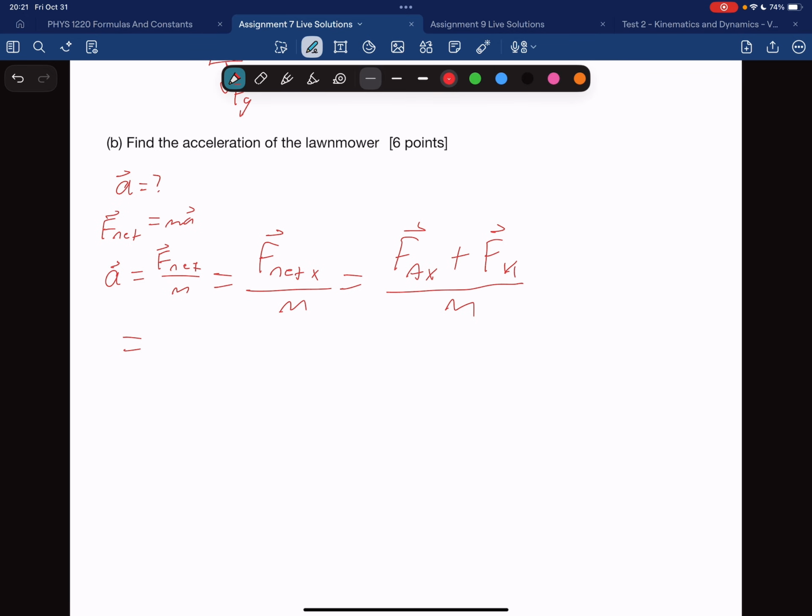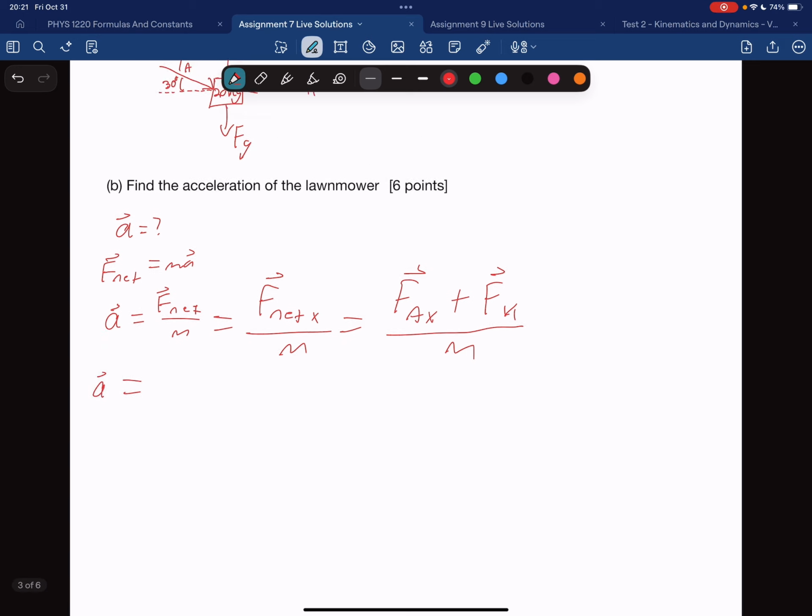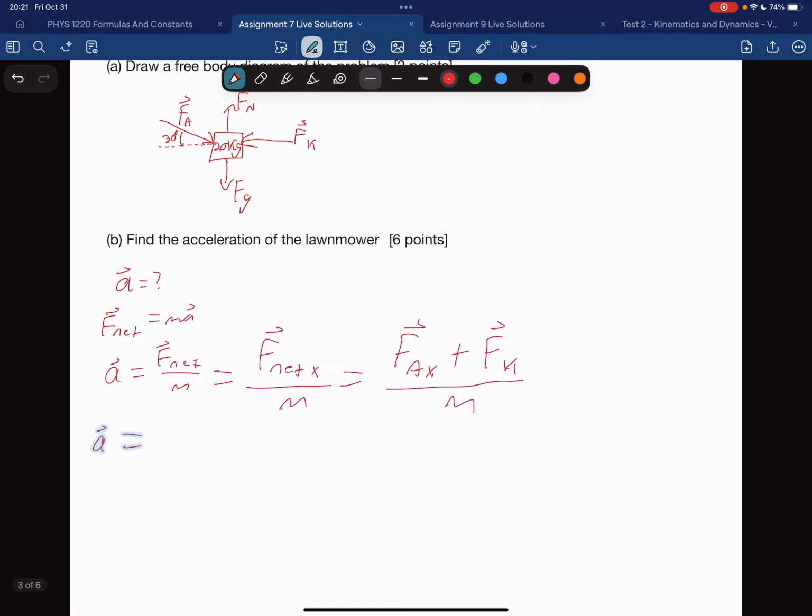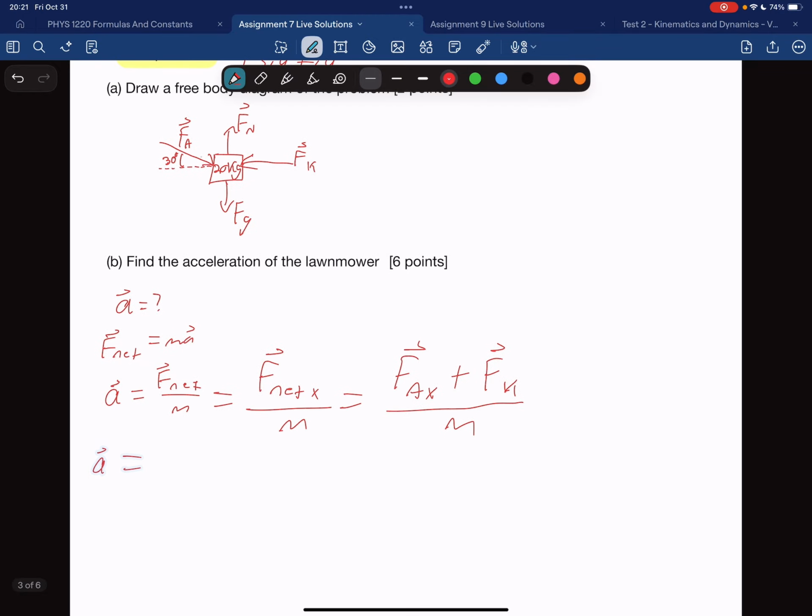Now, for some subbing in, and this is where it might get a little complicated. FAX. Now, our applied force acts on an angle of 30 degrees. We're looking for the x component that is adjacent. So that is going to be FA times the cosine of theta, where theta is 30 degrees. Good so far.